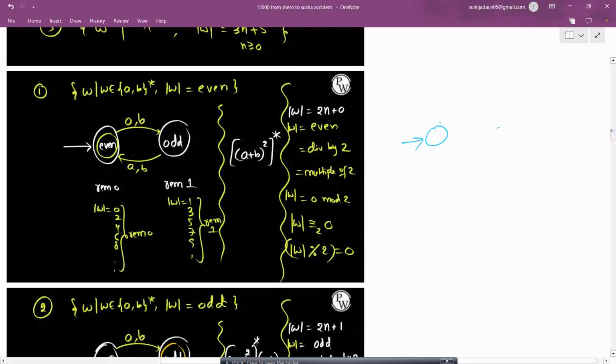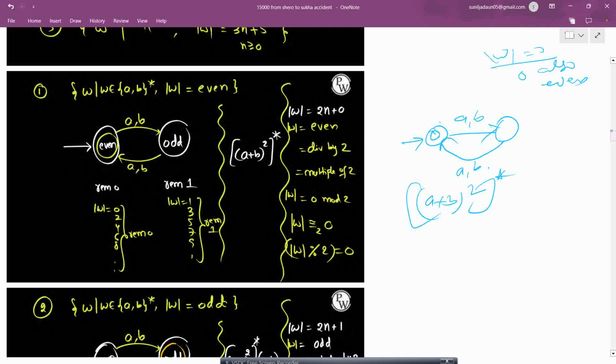There is a string. If it takes input a or b, it goes to this state already, right? And if it is a zero length string, the length of W is 0, then it is also even, right? So the zero length string is also even, so we will make it final. But if it takes a or b, and again it can accept a or b, then it will go to here. So this is the expression (a+b) squared for the string here.